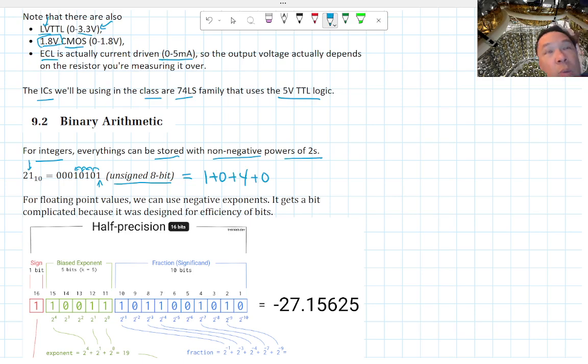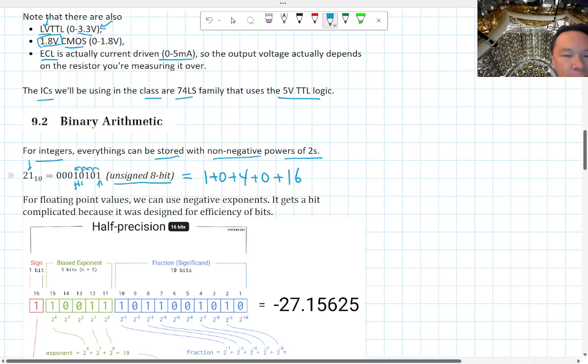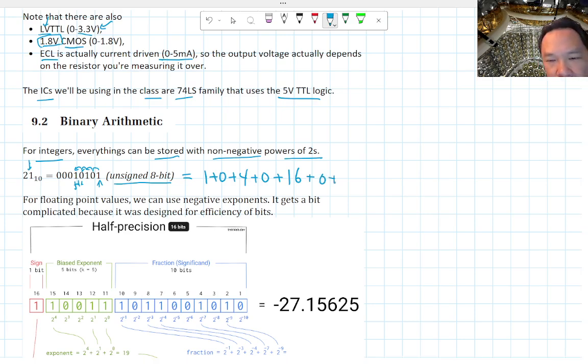The next one is not 12, it's 16, because 2 to the 4 power is in the 5th place. You always subtract 1 to get there. And the rest are 0, so you don't have to worry about it. So 16 plus 4 plus 1 gives you 21 in decimal.